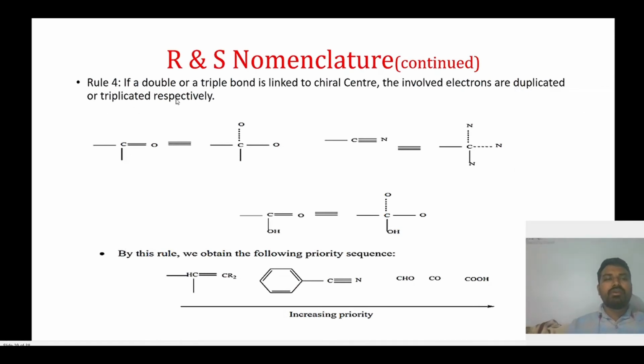Rule number 4. If a double or a triple bond is linked to the chiral center, the involved electrons are duplicated or triplicated. See, these are the examples. Now, if there is a double bond or a triple bond over here, the atom will be duplicated or triplicated, meaning we will take it 3 times and count it as 2 times. By this rule we obtained the following priority sequence. Now this is the increasing sequence of the molecule.